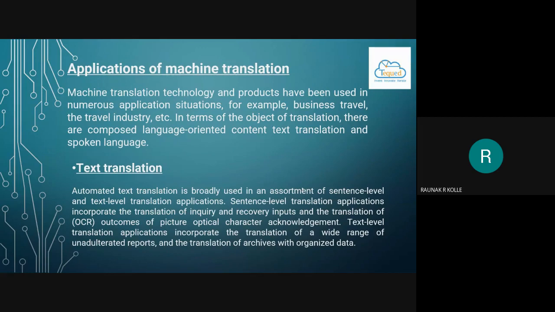The organized data mostly incorporates the presentation, configuration of text content, object type, activity, and other data. For example, fonts, colors, tables, structures, hyperlinks, and so on. Presently, the translation objects of machine translation systems are mostly found on the sentence level.